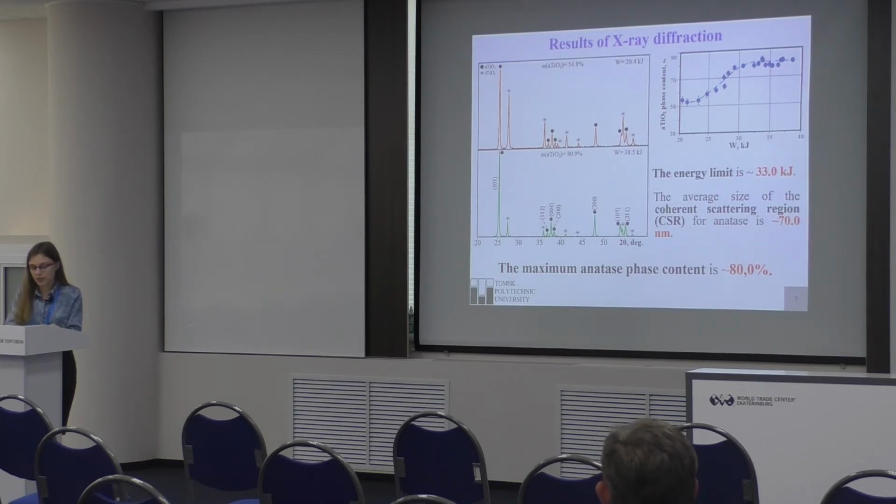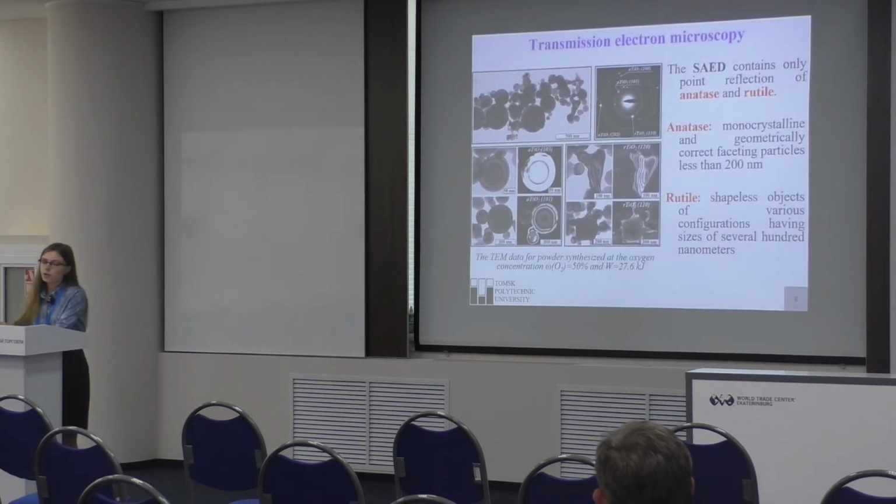The diffraction patterns of products synthesized at the minimum and maximum possible value of the supplied energy show that the higher value of the supplied energy has a positive effect on an increase in the anatase in the final product composition. This fact is confirmed by the curve of the change in the anatase content depending on the supplied energy value. At the same time, there is a certain energy limit above which there is no change in the product composition. According to the calculations, the average size of coherent scattering regions for the anatase structure is 70 nanometers. The morphology, crystal structure, and particle structure of the powders were analyzed using transmission electron microscopy, including high-resolution TEM.